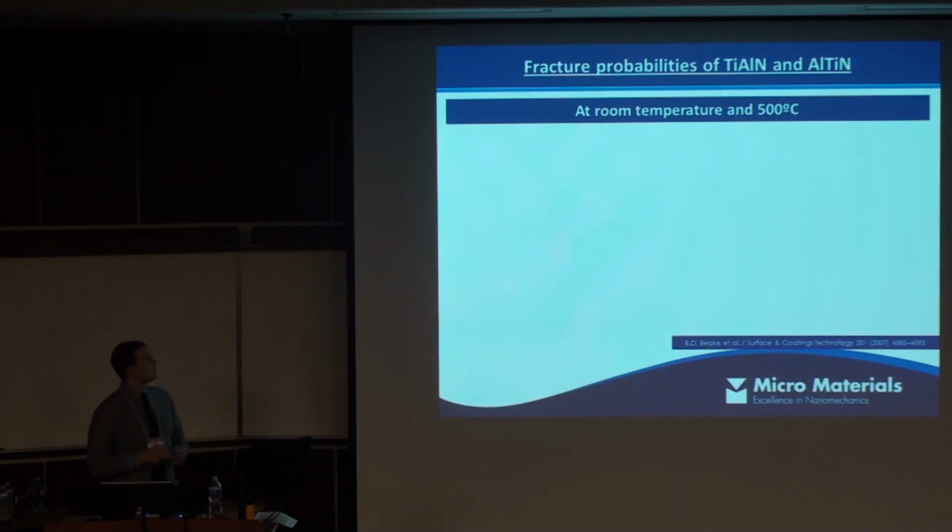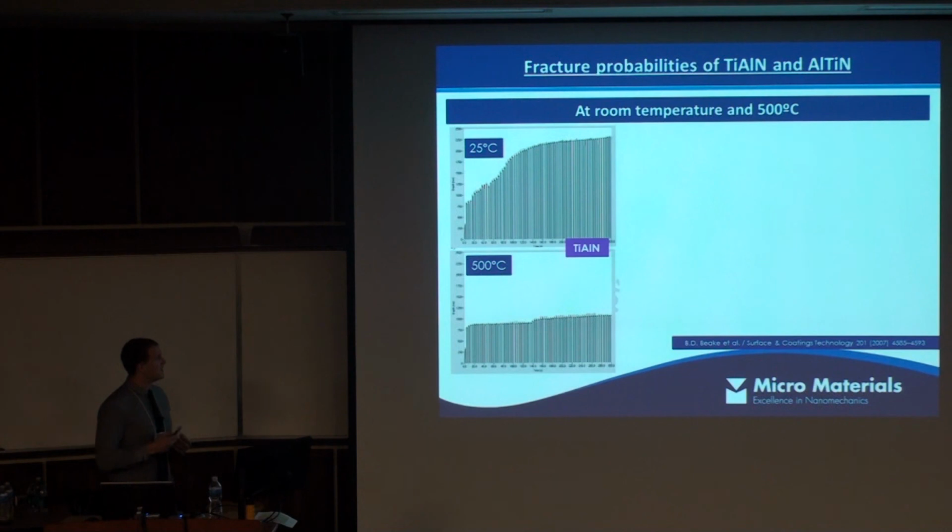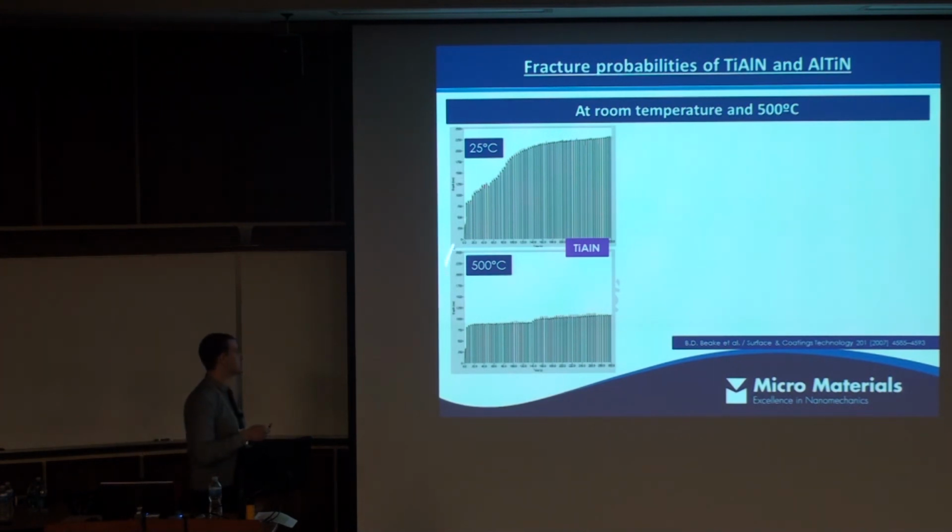We could combine this with impact testing in order to get fracture probabilities at different temperatures. When I say fracture probability, what I mean is the percentage chance of getting a failure during a 5-minute impact test in this case. You can see different types of coating here, titanium aluminium nitride and aluminium titanium nitride, so two slightly different recipes of coating. But you can see clearly you get a much different response to this kind of impact test at the same load depending on the temperature you test at.